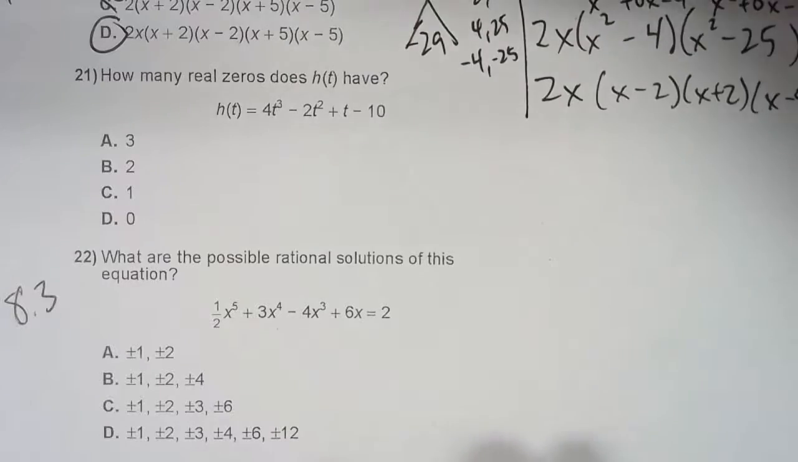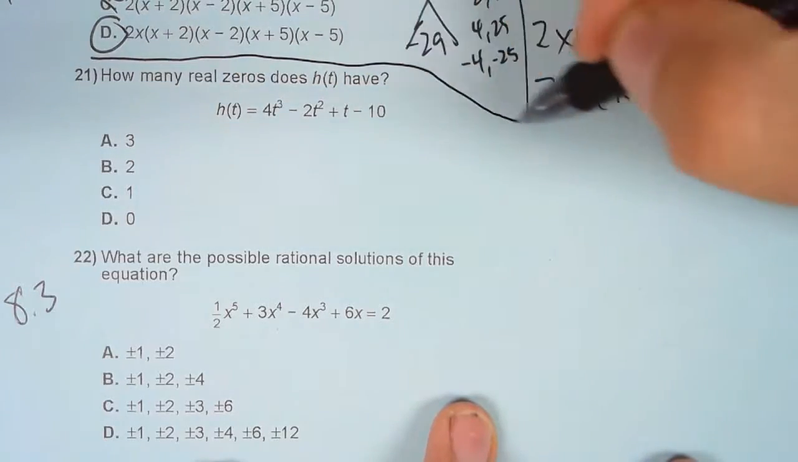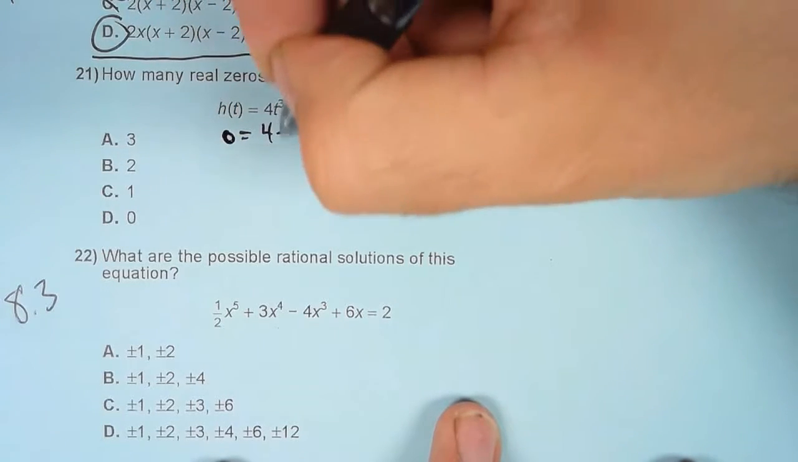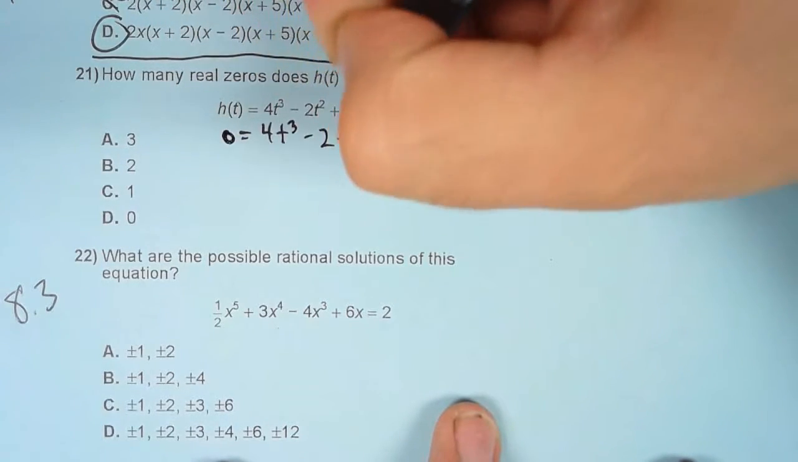Okay, so let's look at 21 first. How many real zeros does h of t have? So what we're asking is, when we replace h of t with 0, how many solutions to this equation are there?